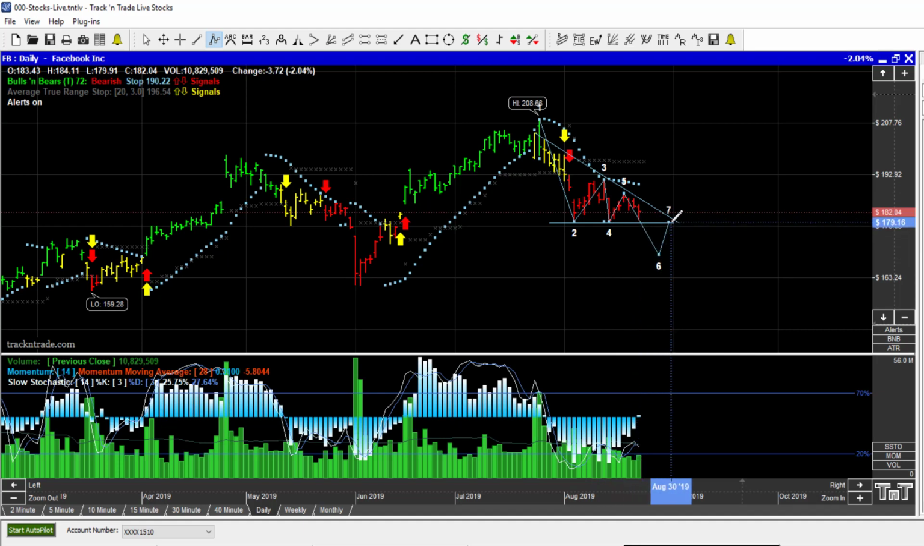Oftentimes we'll see a rally or a rebound coming right back up and using the area of support as resistance, and then we get a second drop once again. And that's kind of the classic move that we generally see with this type of a pattern. So you want to be aware of those. Always look for your count. 1, 2, 3, 4, 5, 6, 7, 8. And that's kind of how we look for this count.